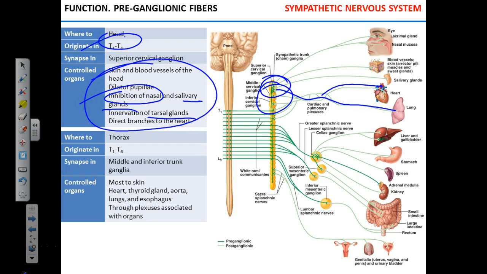What do you think happens to thyroid gland? We didn't talk about endocrine system. It gets stimulated. Okay, so you produce more thyroid hormone. You increase your metabolic rate. Okay? That make sense?